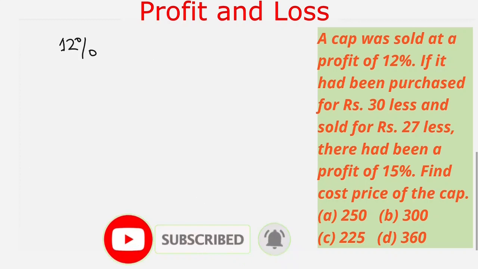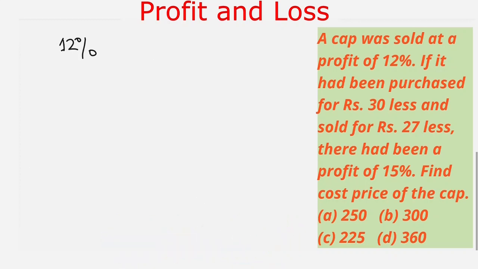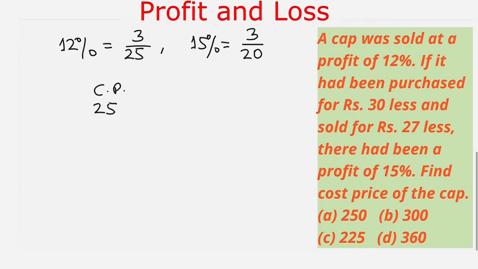The cap was sold at 12% profit, and 12% when converted into a fraction comes out to be 3 upon 25. 12 upon 100 is 3 upon 25, and 15% is equal to 3 upon 20. 15 divided by 100 is 3 upon 20. Now if we assume cost price to be 25, then 12% of 25 is 3 and selling price comes out to be 25 plus 3 equal to 28.